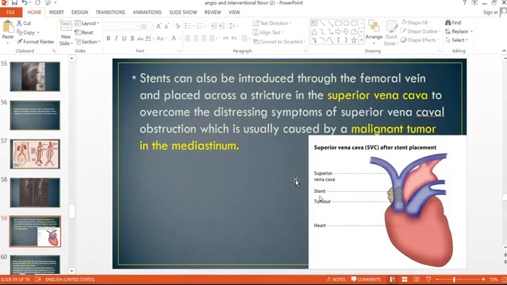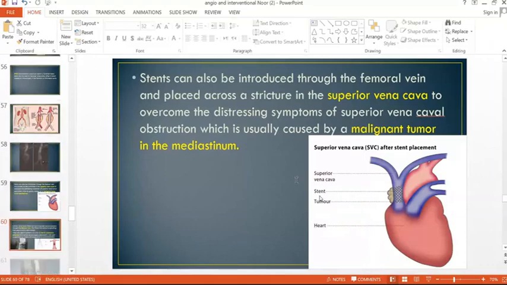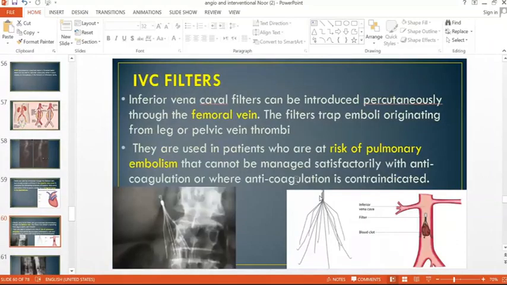Stents can also be introduced through the femoral vein and placed across a stricture in the superior vena cava to overcome the distressing syndrome of superior vena cava obstruction, which is usually caused by malignant tumor in the mediastinum. So this is for symptomatic relief of this syndrome.